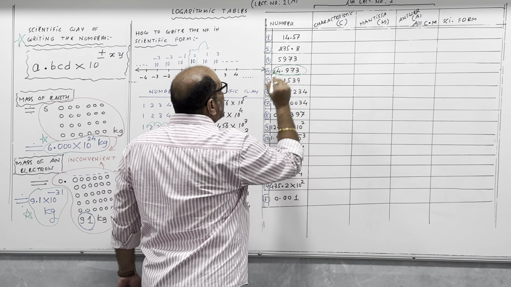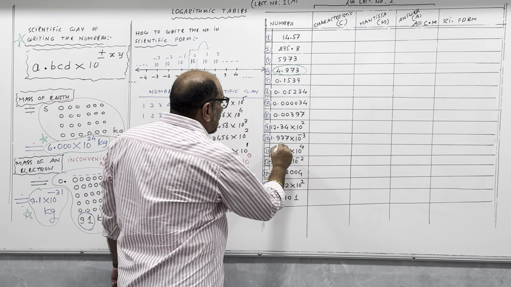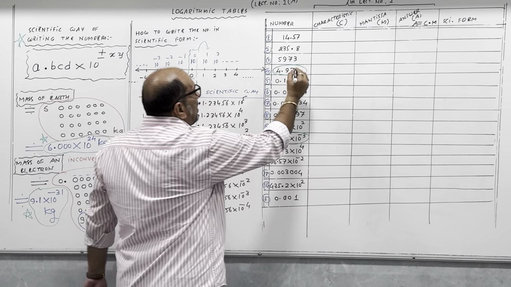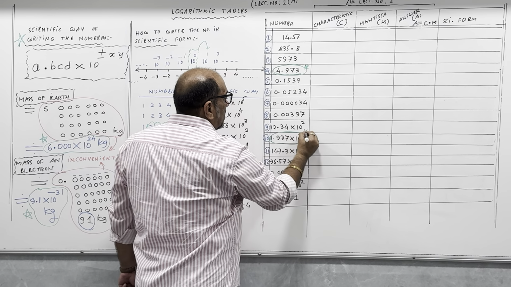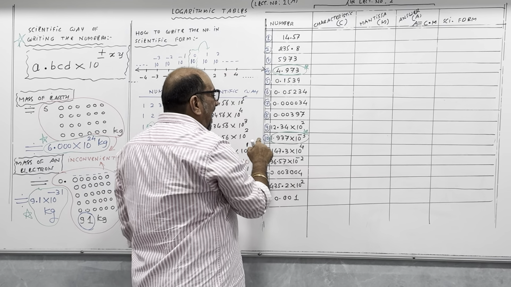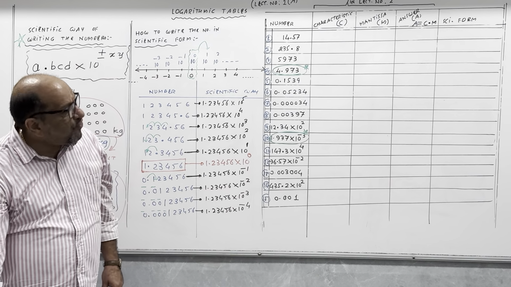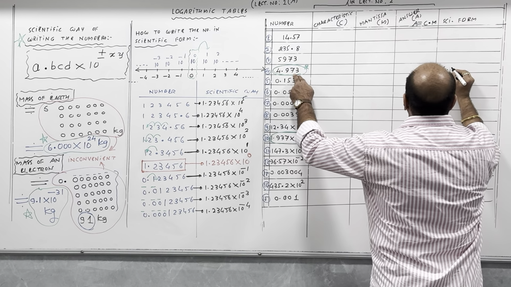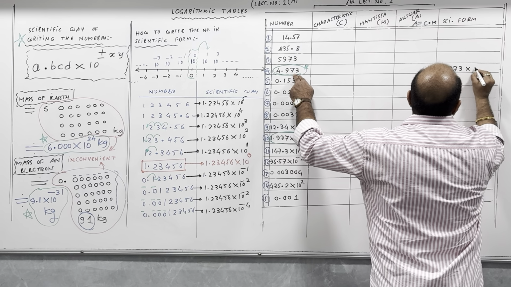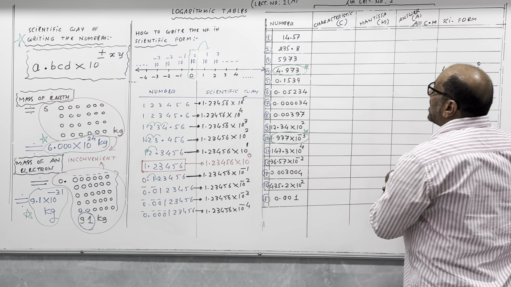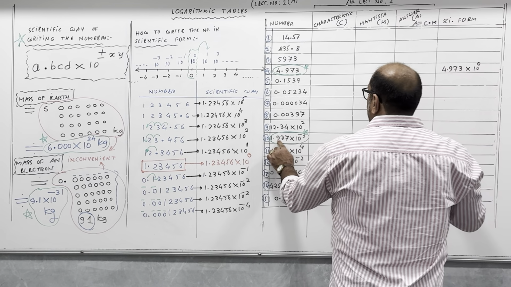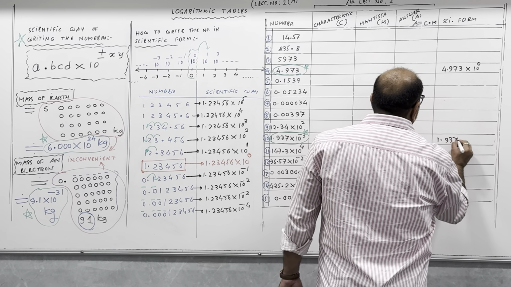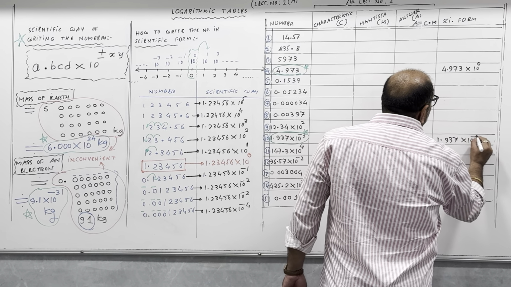Now if you see this number very carefully, it is 4.973. And this number, 1.937 into 10 raised to minus 3. These two numbers, question number 4 and question number 10, are already in scientific form. So this is my answer: 4.973 into 10 raised to 0, because anything raised to 0 is 1. This is 1.937, and there the power of 10 is already minus 3, so minus 3.